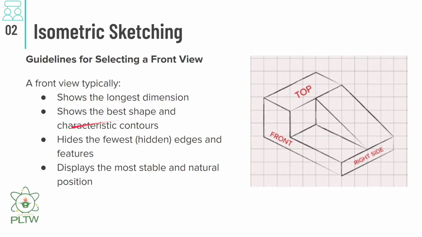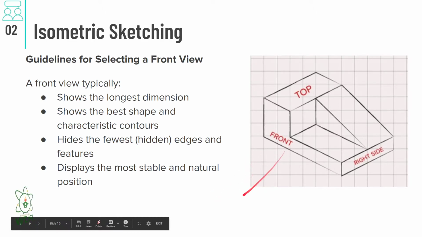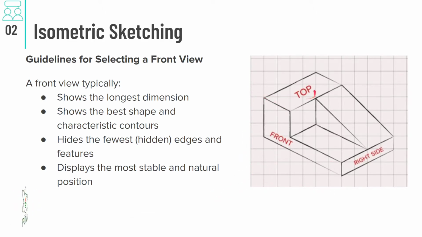It shows the best shape and characteristic contours, meaning the most funky parts of this shape. You see there's this ramp here, an inclined plane. There's this weird little divot knocked out. If I chose the top view, I would see, again, nothing but rectangles. If I saw the right view, I would see nothing but rectangles. So I'm choosing this side because it shows the craziest parts in a flat view.